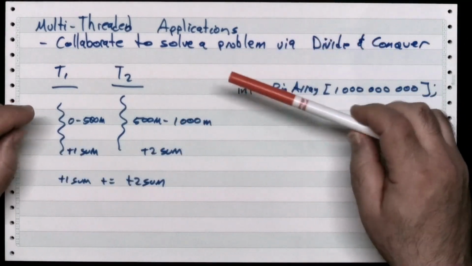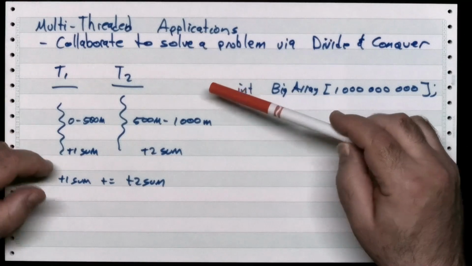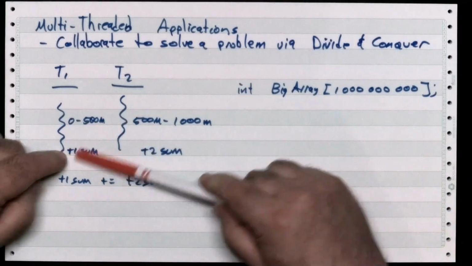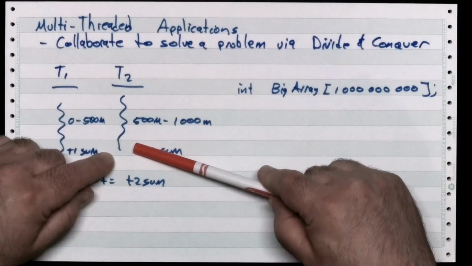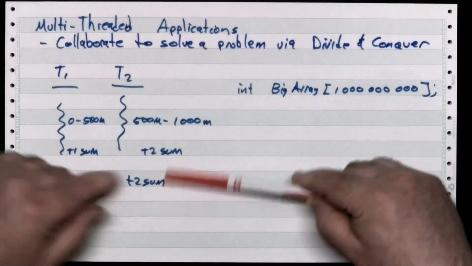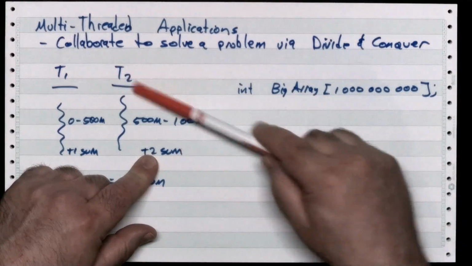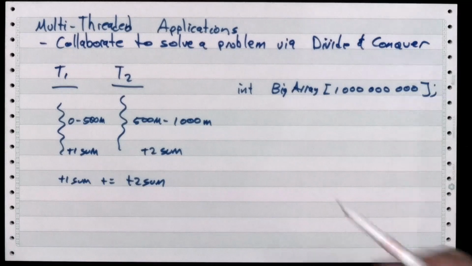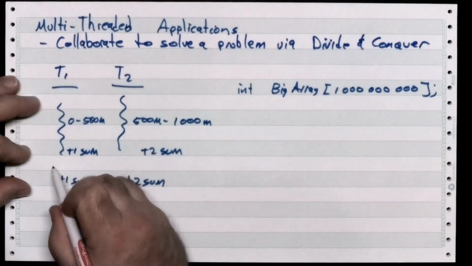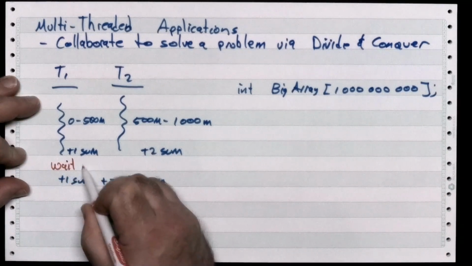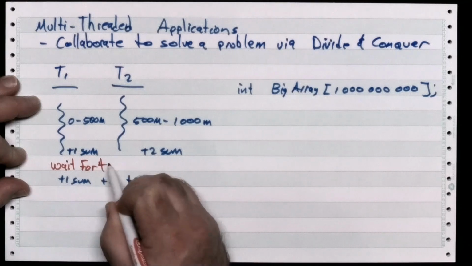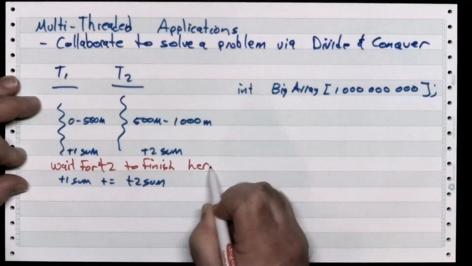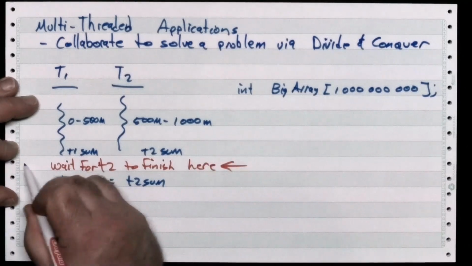Now let's look at one of the problems that could occur here. What if thread 1 finished before thread 2, and thread 1 did this before thread 2 had its total sum calculated? So there's a kind of a problem here. Thread 1 has to wait for T2 to finish. This is a pretty important thing.